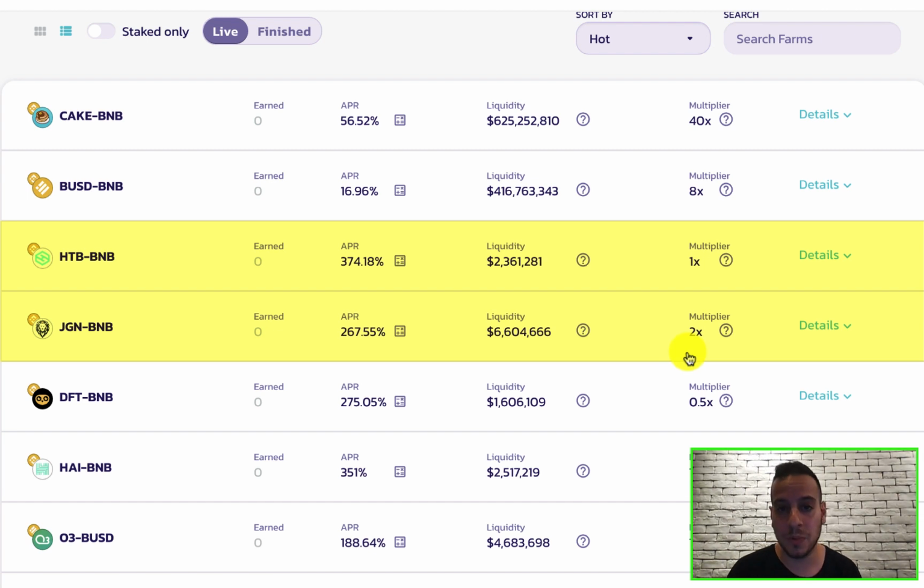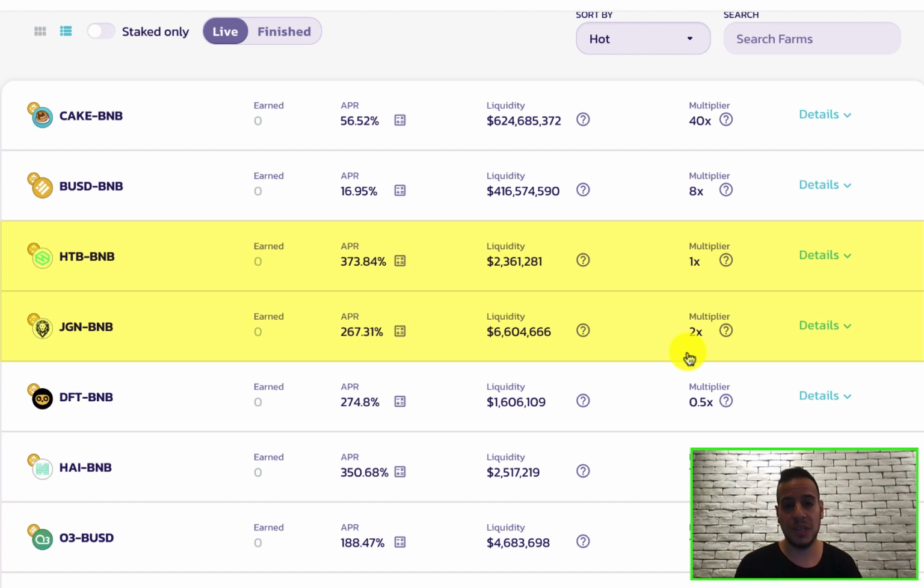Usually when PancakeSwap adds new farms, they set a 1x or 2x multiplier for the first 2 days, the first 48 hours, to incentivize more and more people to add liquidity. And after 2 days, the multiplier will get divided by half. So if it started with 2x, it will be 1x. If it started with 1x, it will be 0.5x. So this is usually how they announce new farms and how they add new farms.